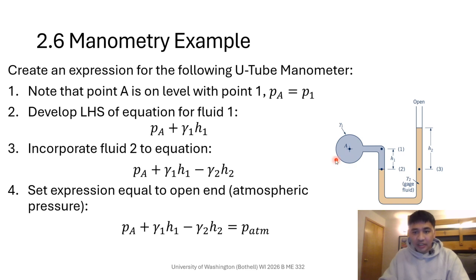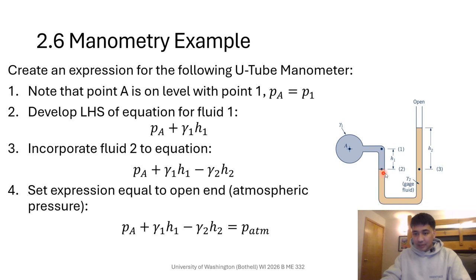So here we have our pressure A. And you can see we're going down our manometer tube, and as we go down the manometer tube, pressure is increasing. So we add because pressure is increasing. So you add plus gamma times H, which is specific weight times the height. Okay, and then we work around the manometer here.